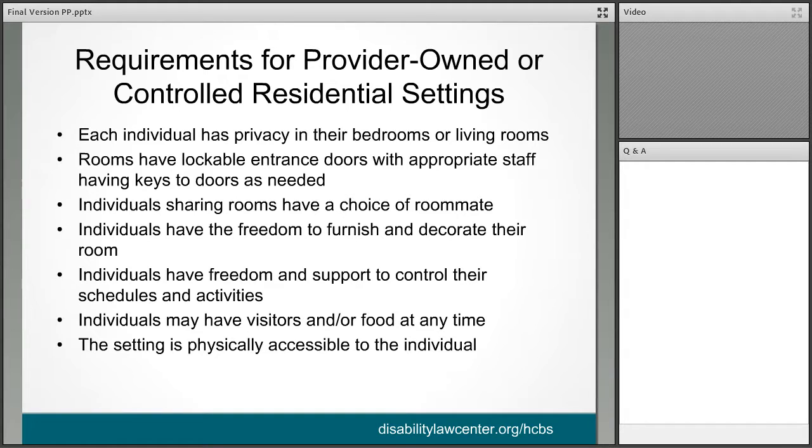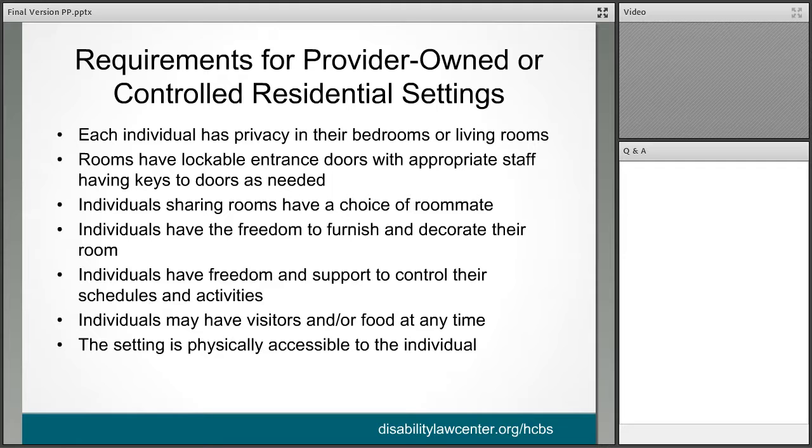So the requirements I just covered apply to all settings, including residential and non-residential, such as day programs and workshops. But there are also some additional requirements for provider-owned or controlled residential settings. And this would include group homes and assisted living facilities.